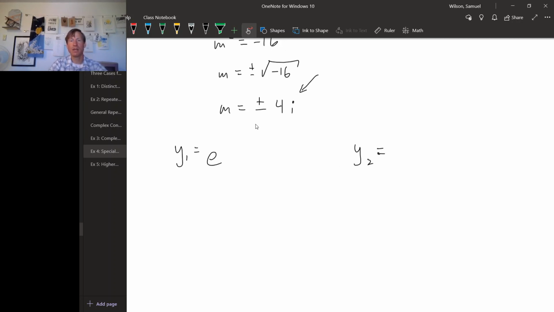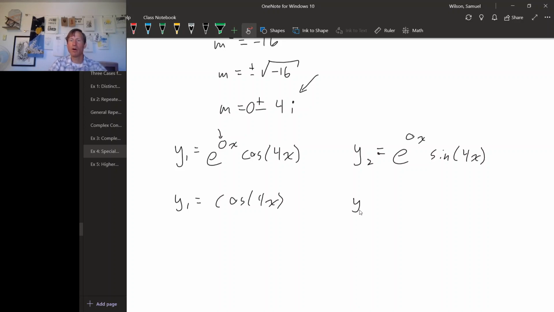And we get e to the, well now remember it's the real part of m that goes right here to multiply x, but the real part of m up here is actually 0. There is no real part. So we get a 0 right there, times cosine of 4 times x. And then for y sub 2, we get e to the 0x times sine of 4 times x. So for both y1 and y2, the real exponential part just disappears because e to the 0 is 1. So we get cosine 4x for y1, and for y2, we get sine 4x.